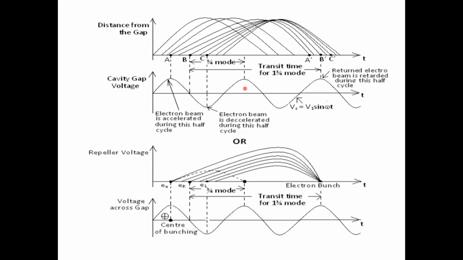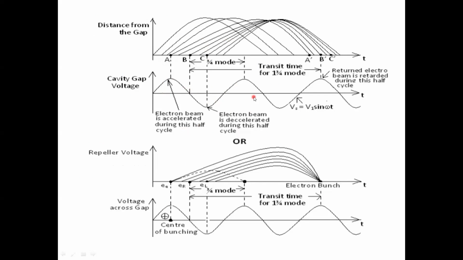Now let us discuss here. This is another representation with respect to the bunching process. Here I mentioned the process. At this point, the electron beam is accelerating during the first half cycle. Similarly, the electron beam is decelerating for the next half cycle. Clear? Here I mentioned the clarity on the particular mode.